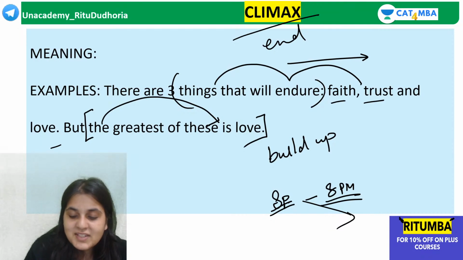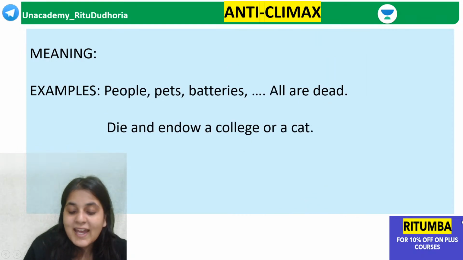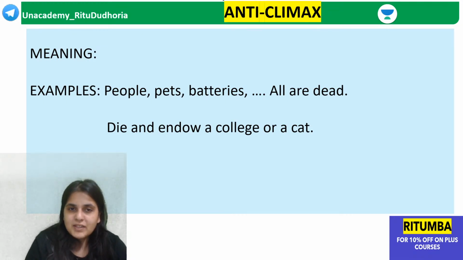So guys, when you say climax, it's basically in the increasing order of importance. Okay, let's go to the next one. Anti-climax. What is anti-climax? Look here, the opposite of climax is called anti-climax. Now in climax, you're arranging important points in increasing order.